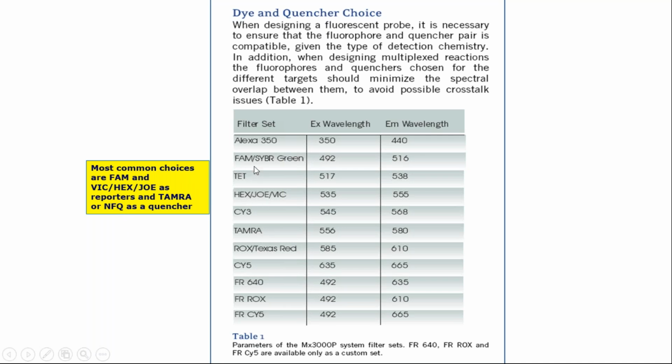If you look at this, FAM has an excitation wavelength of 492 and an emission of 516. And if you look at TAMRA, it has an excitation wavelength of 556. Because the excitation wavelengths are different, the fluorescence measured will be only that of FAM when you have the FAM and TAMRA probe. So it's very important when you're designing these experiments to see what you put as the reporter and what you put as the quencher dye.